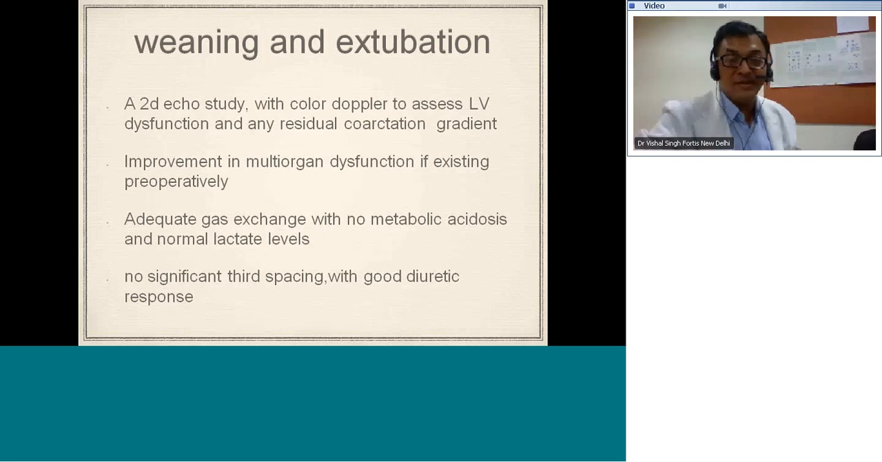And if he did not have any improvement in multi-organ dysfunction, like his renal profile and LFT is still deranged, probably you have to give some time.